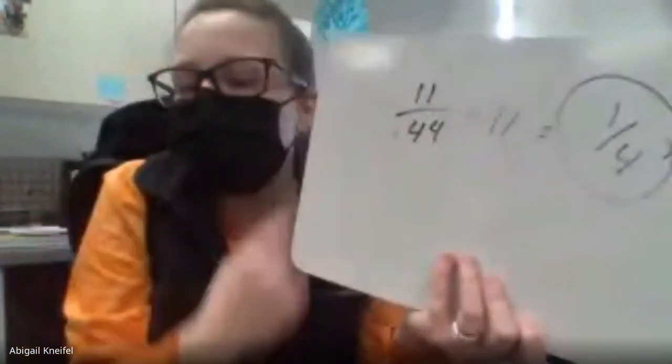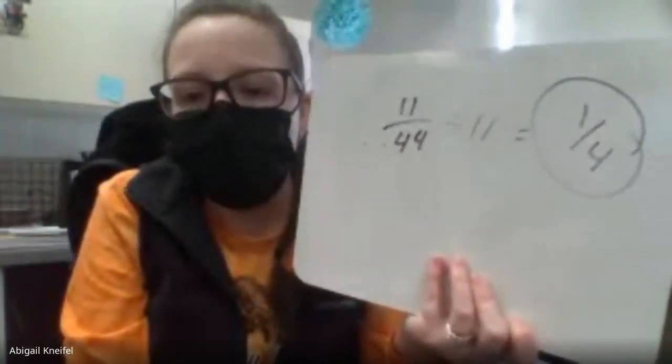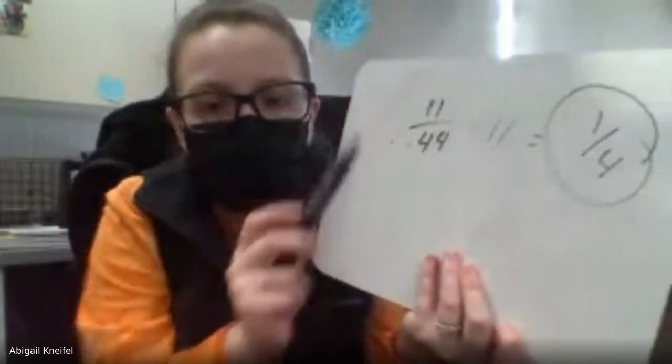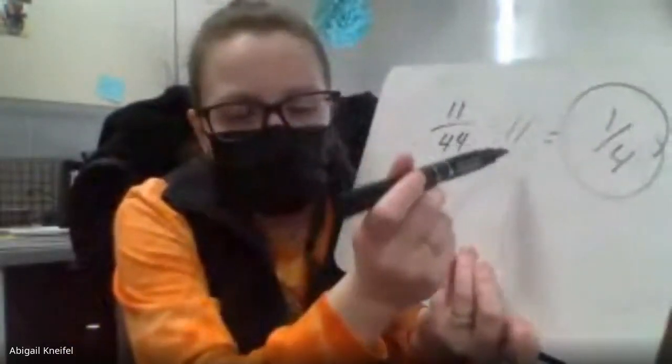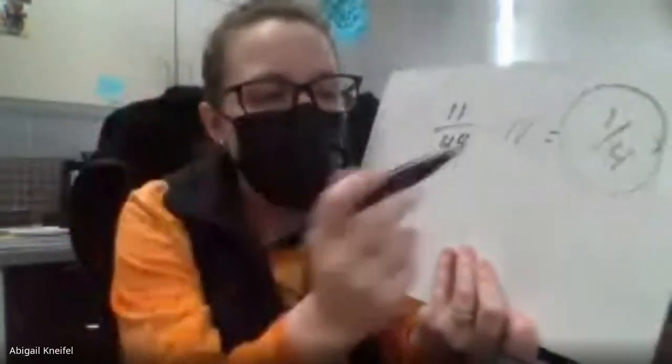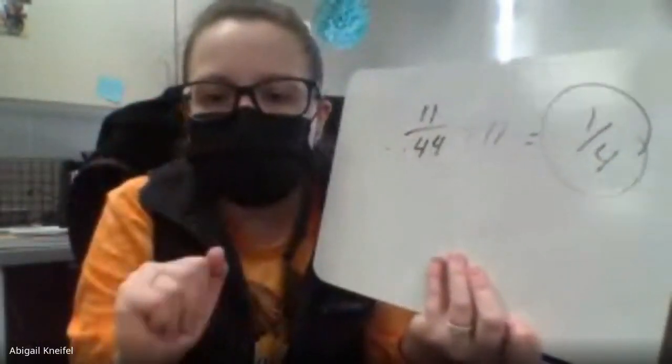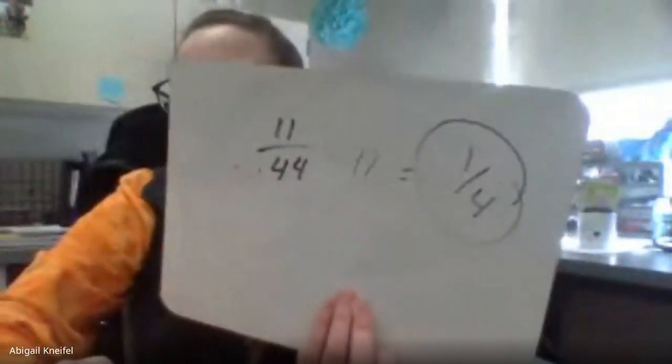No, Landon, you could not get 4. You'd have to get 1/4 because the 11 is on top. 11 divided by 11 is 1. 11 divided by 44 is 4. That is 1/4. That is not 4. It is 1/4, okay? 1/4 should have been your answer.